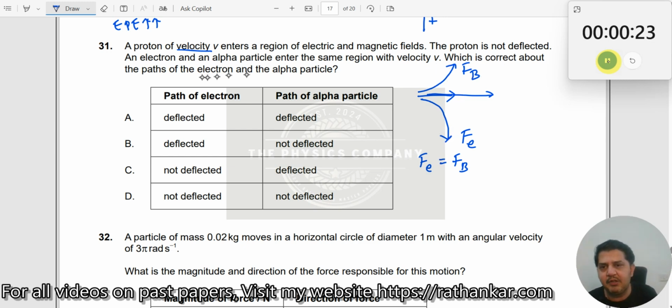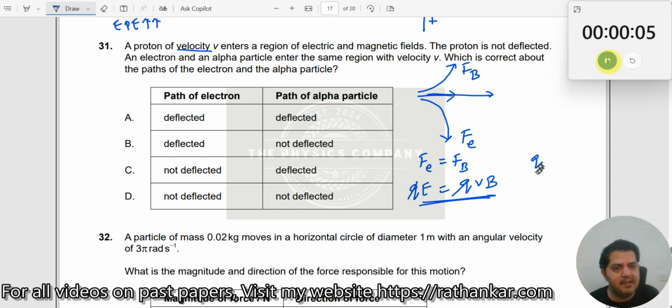Now, which is correct about the paths of the electron and alpha particle? So towards it, what is the force acting on the charge? The electric force, which is nothing but Q into E, and due to the magnetic field, it should be Q into V into B. So Q goes away here, and I have E equal to V into B. So this E equal to V into B does not consist of charge, it does not consist of a mass over here.